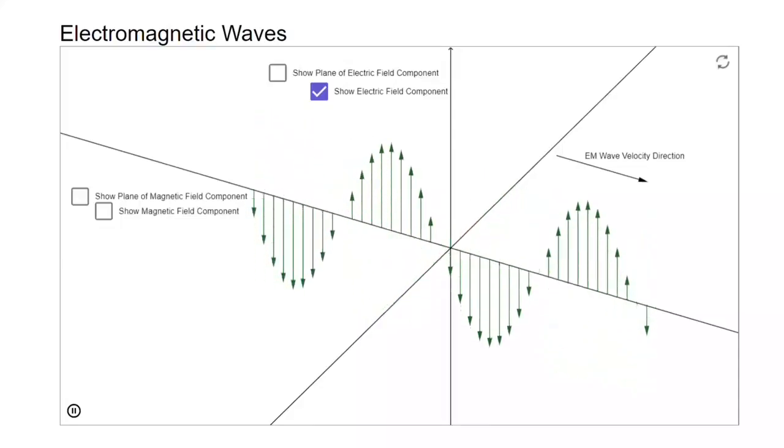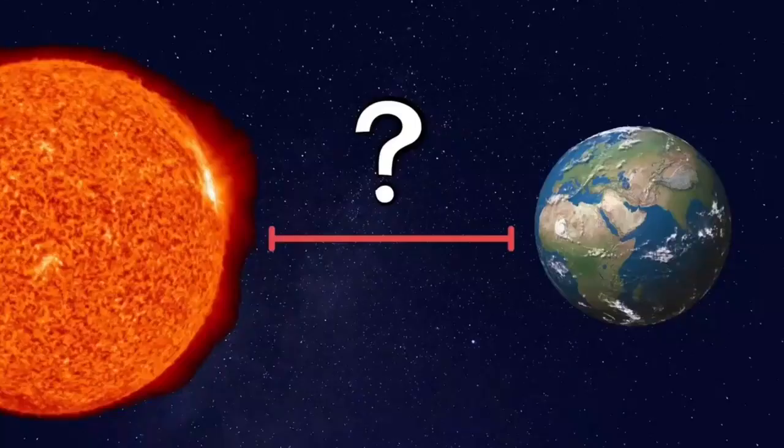Here's something interesting. It actually takes 8 minutes for the light coming from the sun to reach the earth. So if the sun was to disappear all of a sudden, it will actually take 8 minutes for us to realize, because the light rays from the sun take 8 minutes to reach the earth.